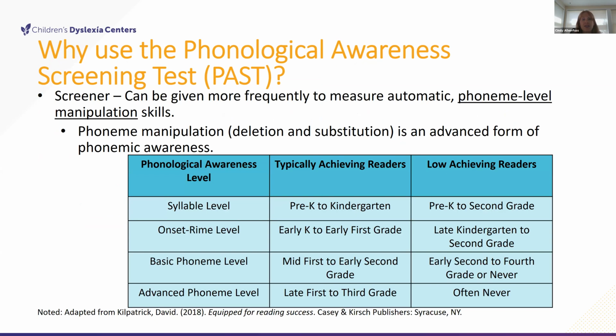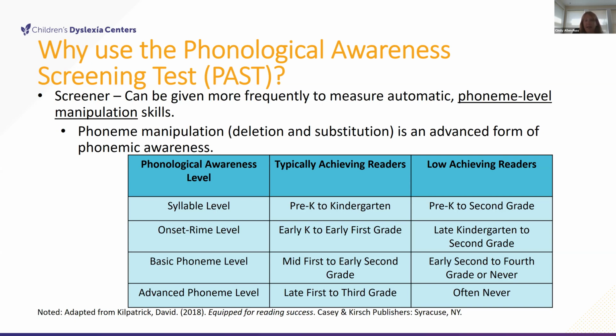Some other reasons why we might want to use the phonological awareness screening test. It is a screener, so it can be given more frequently to measure phoneme level manipulation skills. And that's really important because that includes deletion and substitution. They're the advanced forms of phonemic awareness. And you can see here that children, the average readers, can demonstrate automaticity at the phoneme level by 3rd grade.